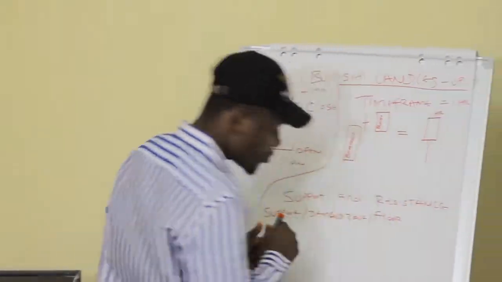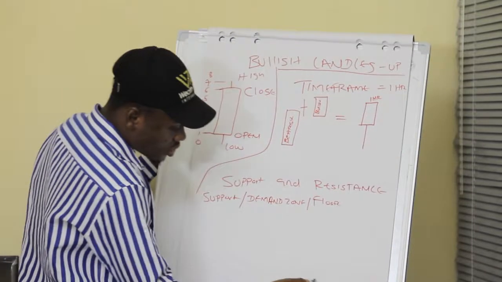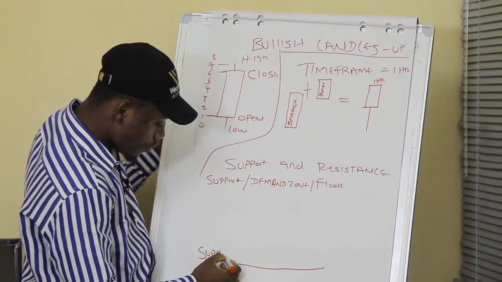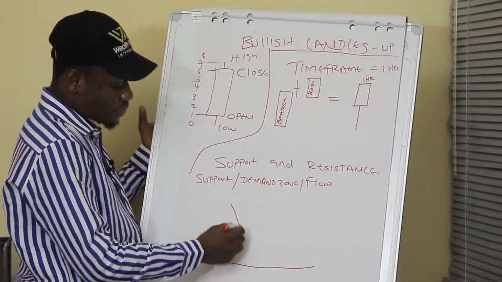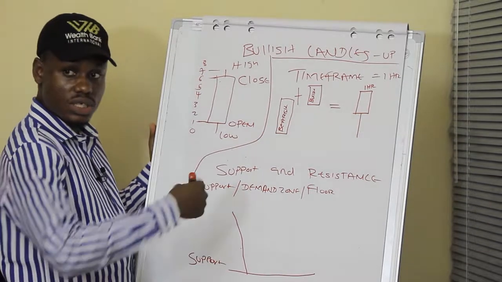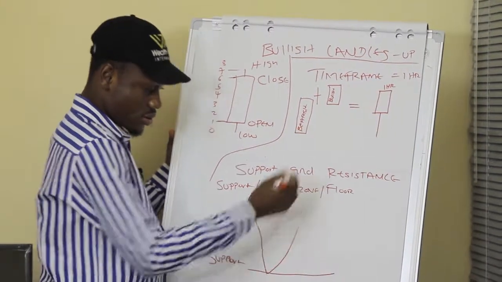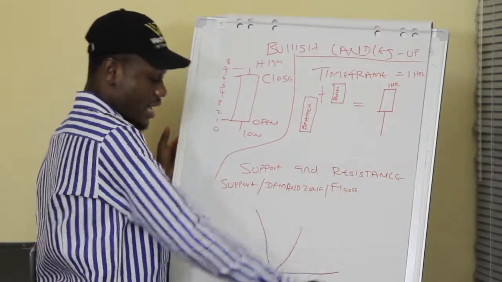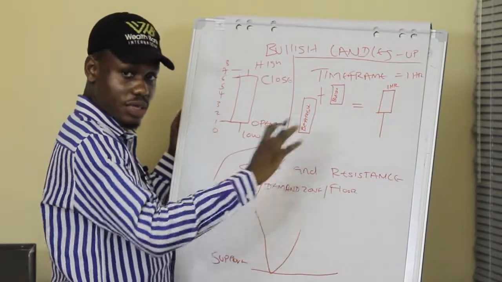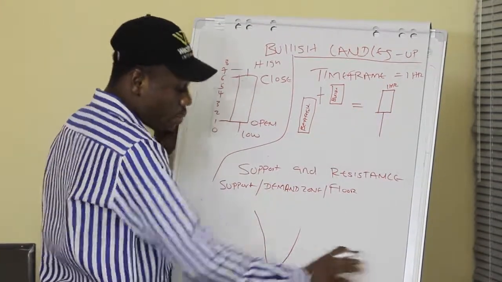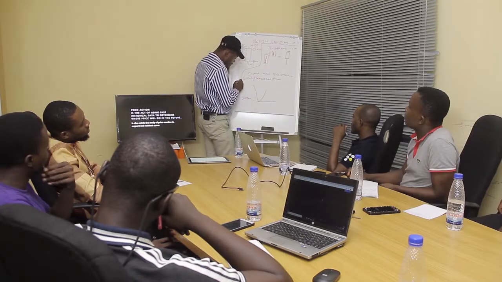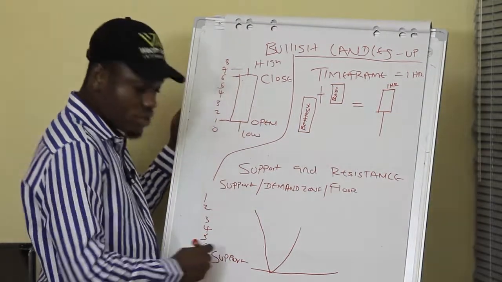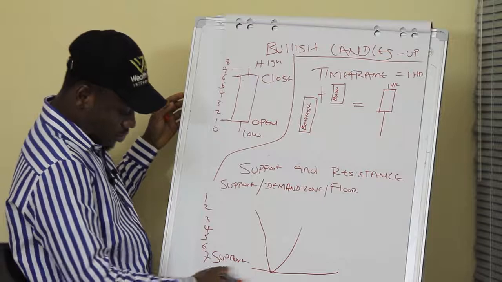So let's illustrate that. This is a demand zone, otherwise called support or floor. Price is coming, and once it hits this zone, it reverses and goes up. That is price action: how does the market react to various prices? Let's calibrate this. We have 1, 2, 3, 4, 5, 6, 7.